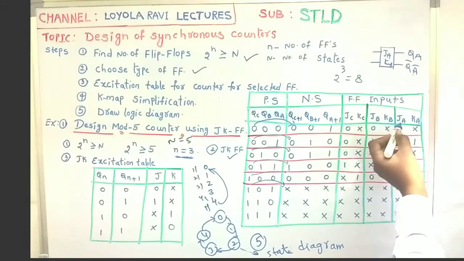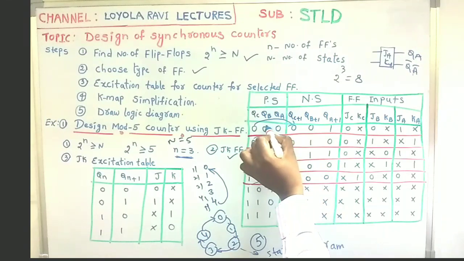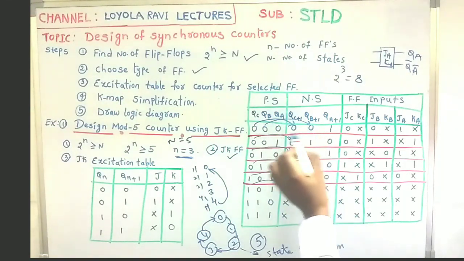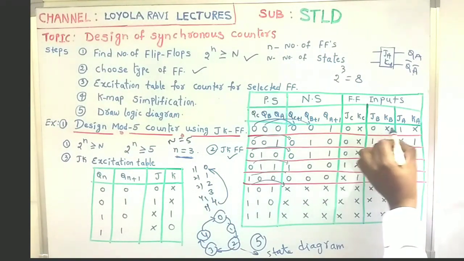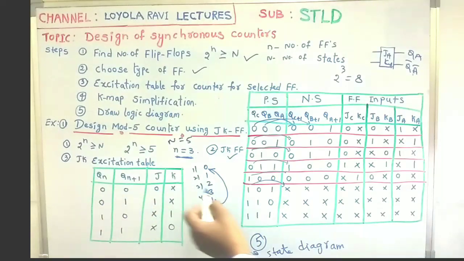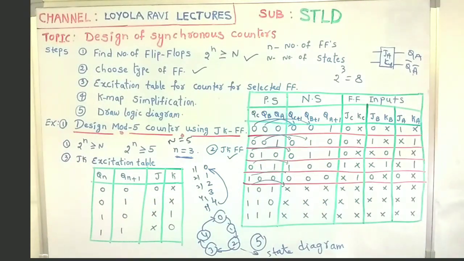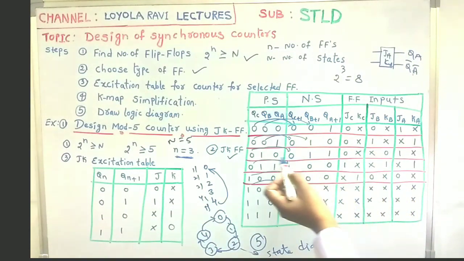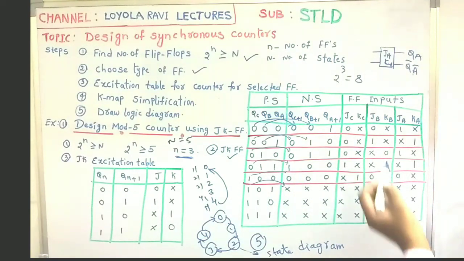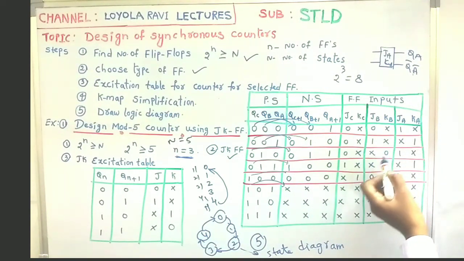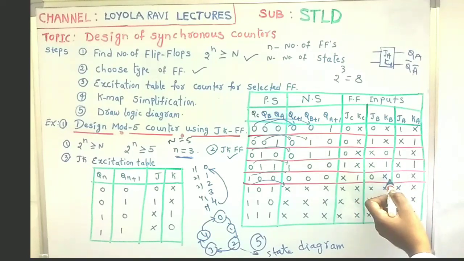Let us go to JBKB. In the same manner, from QB to QB plus 1: 0 to 0, 0 don't care. 0 to 0, 0 don't care. Again QB to QB plus 1: 0 to 1, 1 don't care. And so on. Like that you have to write for all values. So 0 don't care, 1 don't care, don't care 0, don't care 1. 0 don't care you will get.